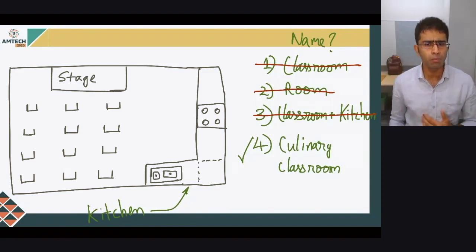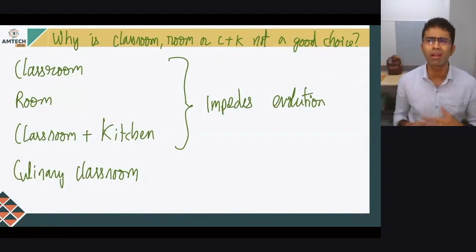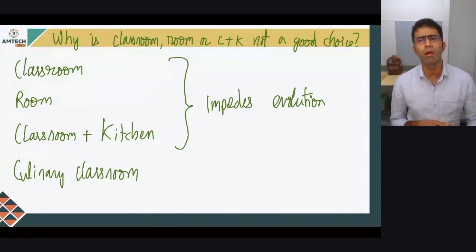But the important point is why is classroom, room, or concatenating classroom plus kitchen not a good choice? Why are they not good abstractions? And why is this important? Using the wrong name reduces readability, right? It obscures the intent and results in software bloat.